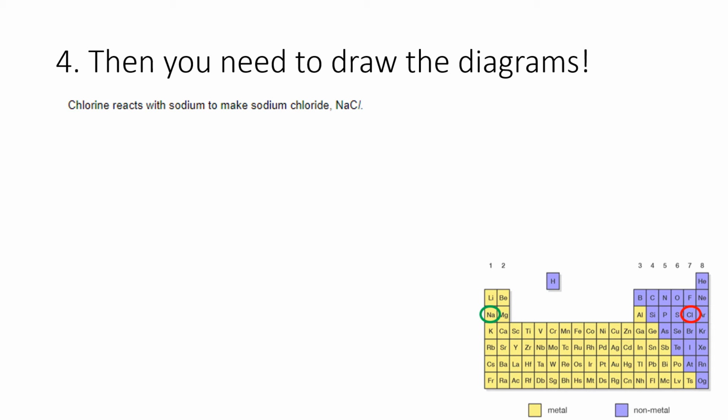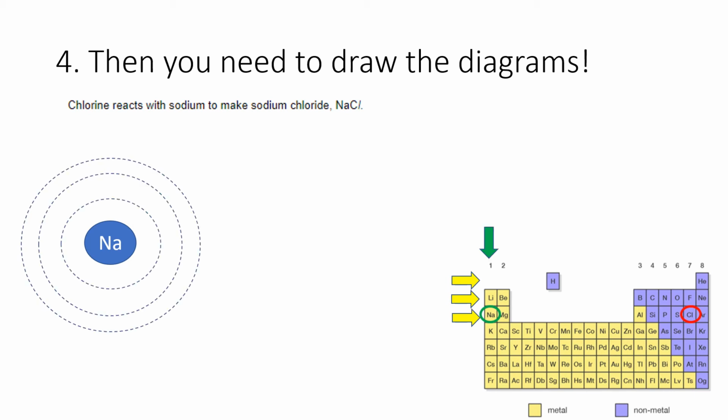Okay, so let's see. Well, first of all, let's do sodium. So sodium is Na, there's my nucleus. And I need to know how many energy levels. So if I look at my periodic table, period 1, period 2, period 3. Okay, so that's 3 energy levels. And it's group 1, so that's 1 electron in the outer energy level. What about the internal energy levels? Well, they're full, so that's 2 in the first and 8 in the second.